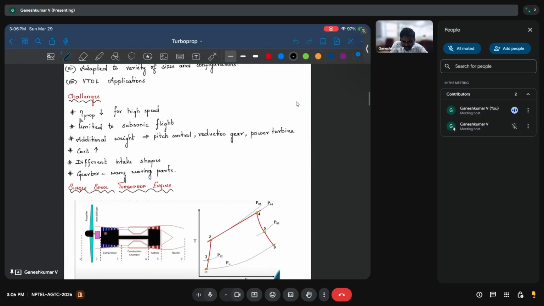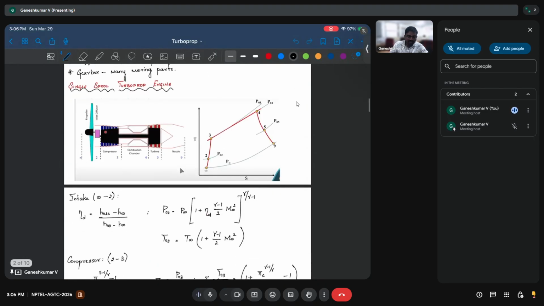The challenge is that at higher speeds, the propulsive efficiency decreases. At a lower speed, it has good propulsive efficiency, but it is limited to subsonic flight. You cannot go supersonic here. Additional weight, pitch control, reduction gear, and power turbine all add to the weight. The cost goes up, and you have a gearbox, which has many moving parts in general.